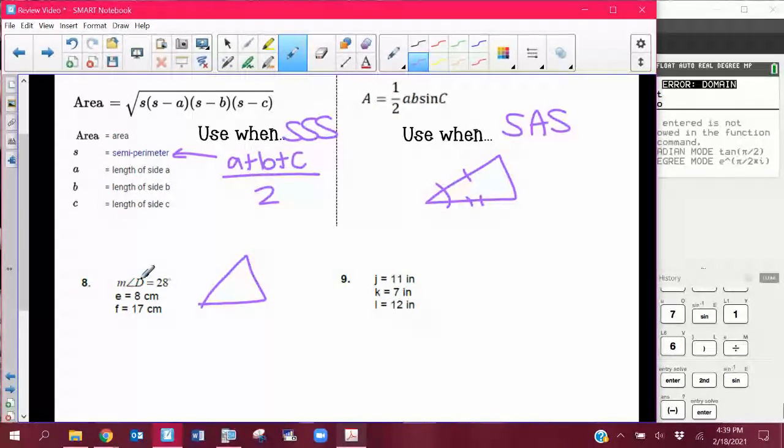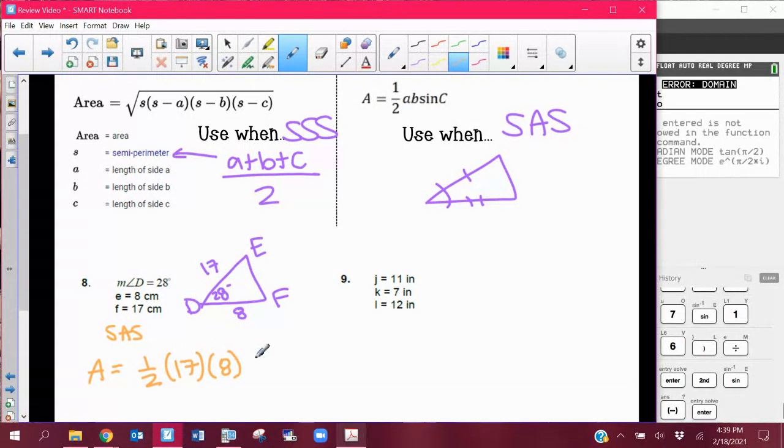So this would be triangle DEF. And I know angle D is 28. I know that side E is 8 and side F is 17. This is a side-angle-side triangle, which means I'm going to use the 1/2 times the two sides.